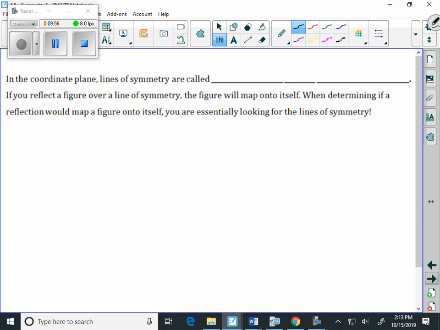In the coordinate plane, lines of symmetry are called lines of reflection. And we've kind of already seen it. If you reflect a figure over a line of symmetry, the figure will map onto itself. If you fold it in half, the right side will land directly on the left side. When determining if a reflection would map onto itself, you're simply looking for the lines of symmetry.